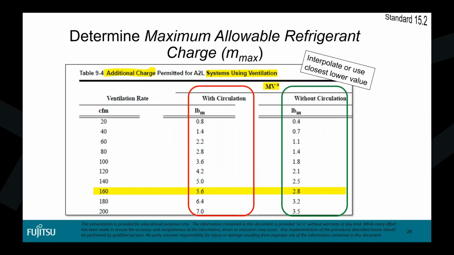If I have circulation, I can add 5.6 pounds to the previous number I had. If I have no circulation, it's going to be half, 2.8 pounds into that formula. So you can see that ventilation would help you in this case. Could be 5 pounds at least, even more if you have more CFM.